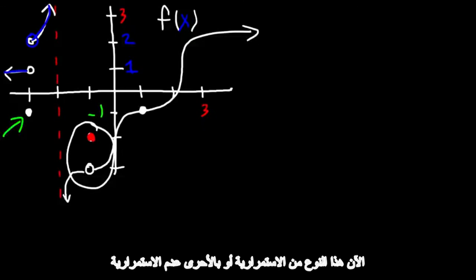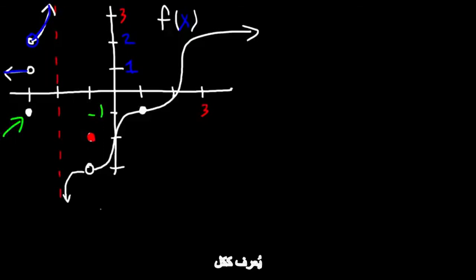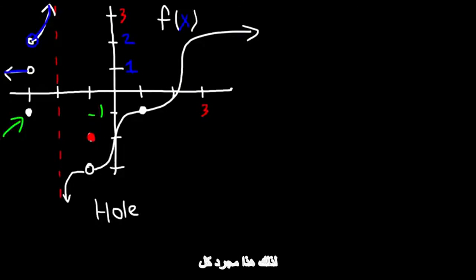Now, this type of continuity, or rather discontinuity, where the limit exists, but it doesn't equal the function value, is known as a hole. And that type of discontinuity is known as a removable discontinuity. So that's simply a hole.